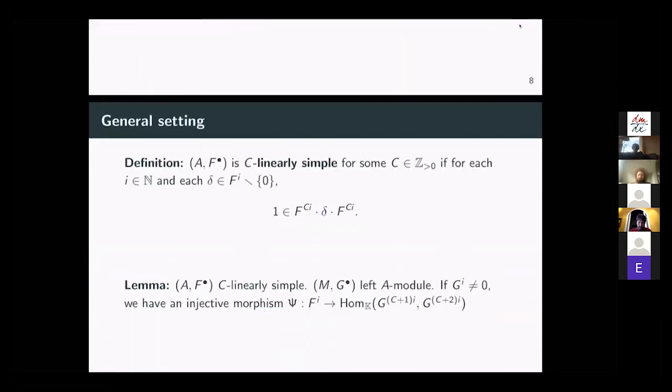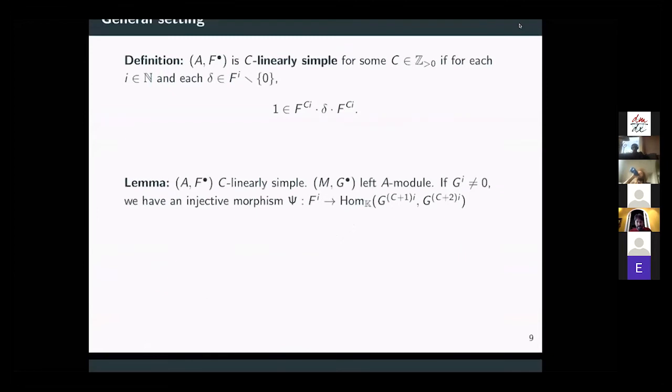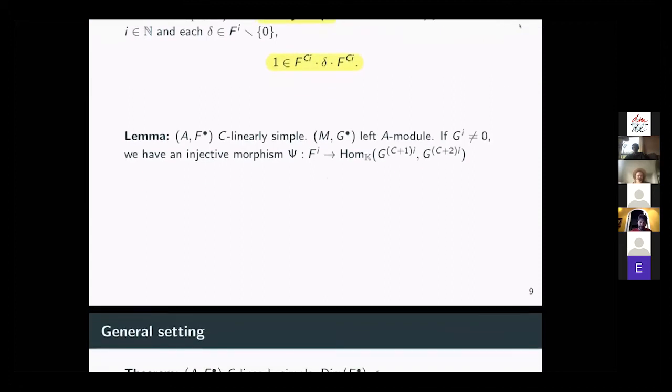Okay, and a key idea that is already in Bavula's work is this notion that we coin as this filtered K algebra being linearly simple if they satisfy this property. Okay, the idea is that, for example, in the polynomial ring case in characteristic 0, this situation can be described using the commutator of differential operators in an iterated way. Okay, so the key lemma to prove Bernstein's inequality in this setting is the following.